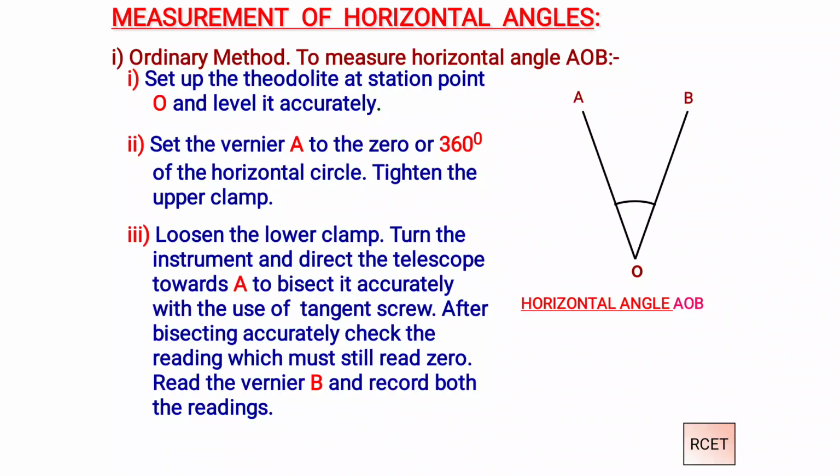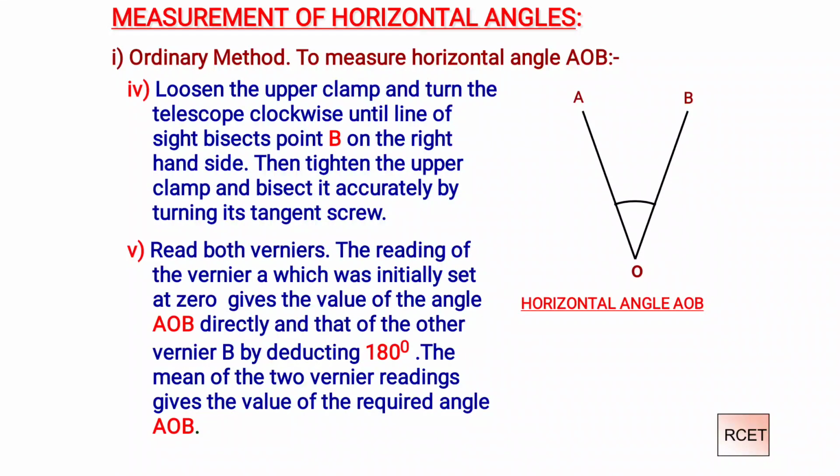Tighten the upper clamp, loosen the lower clamp. Turn the instrument and direct the telescope towards A to bisect it accurately with the use of the tangent screw. After bisecting, accurately check the reading, which must still read 0. Read the vernier B and record both the readings. Loosen the upper clamp and turn the telescope clockwise until the line of sight bisects point B on the right hand side. Then tighten the upper clamp and bisect it accurately by turning its tangent screw.